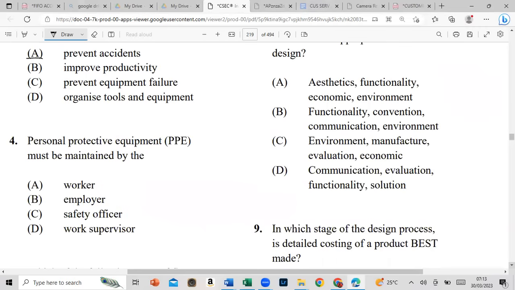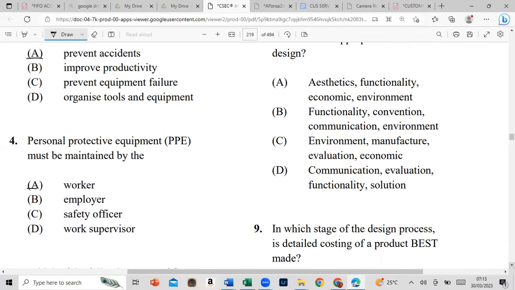Personal protective equipment, PPE, must be maintained by: A. Worker, B. Employer, C. Safety officer, or D. Work supervisor. And that is the responsibility of all workers. So that would be A.